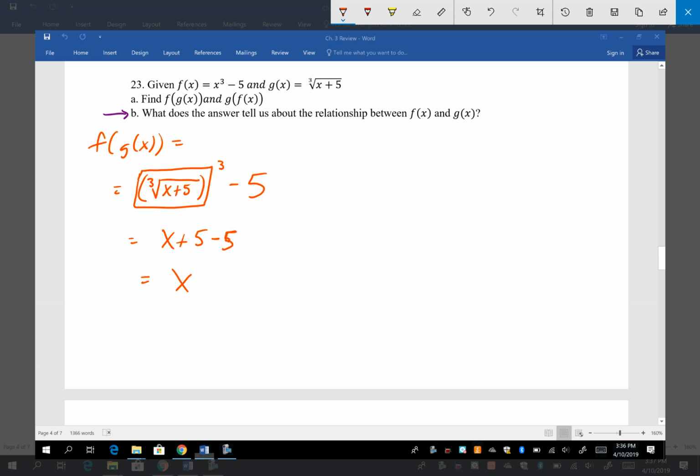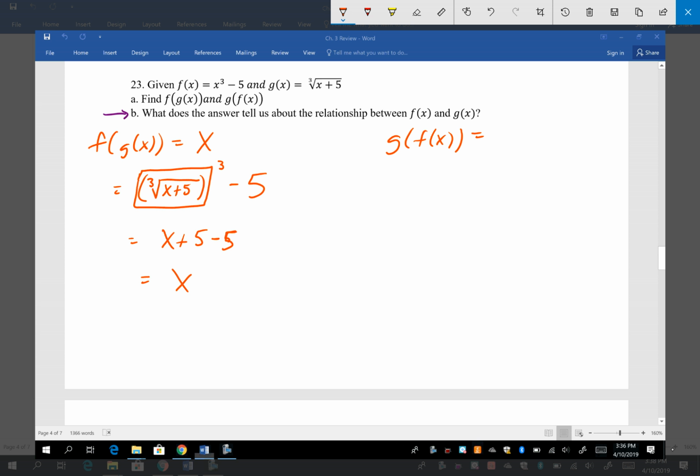Now what happens when you get just x? What does that allow you to do? The next one. What if I had not gotten x there? Then you can stop and write what, Sabrina? They're not inverses. Very good. You can just stop right there and write they're not inverses of each other. That didn't happen, so I must do g of f of x.